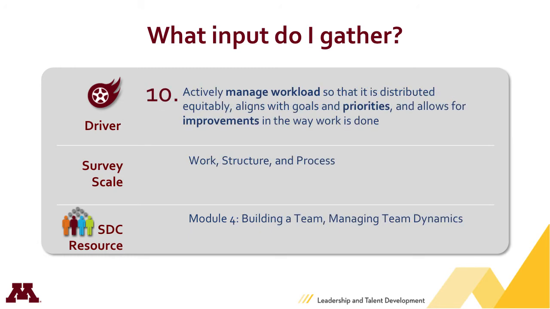And finally, how is the work distributed? Is it in line with goals and priorities? This means ensuring an equitable distribution of workload and finding ways to improve the way work is done. This may include new technologies or creative solutions, but the goal is to remove barriers to efficiency so that everyone can focus their time and energy on the most important work.